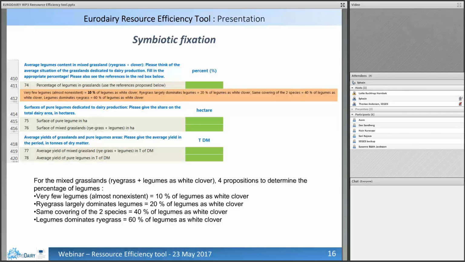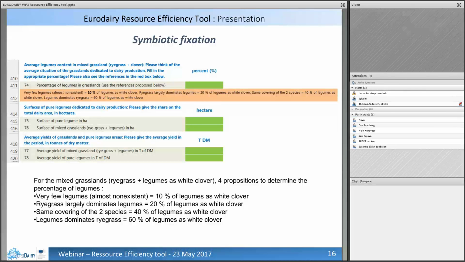If it's not white clover but another legume, we consider the legume as white clover. It's more simple. You can also find the surface of pure legume. So you have to answer in the second green cell the surface of pure legume in hectares, and in the third cell the surface of mixed grasslands, ryegrass plus legume, in hectares.